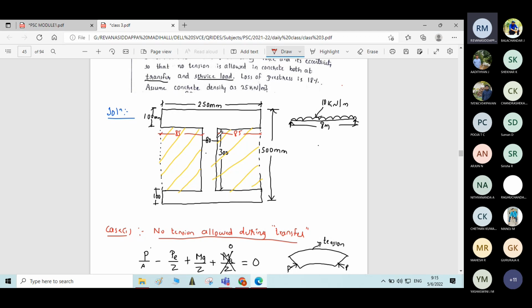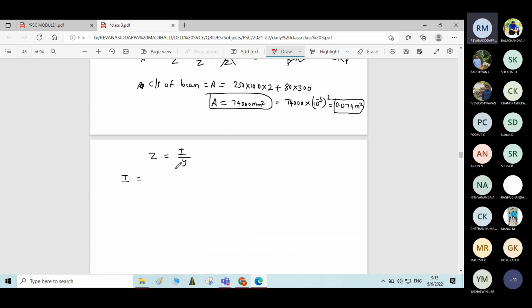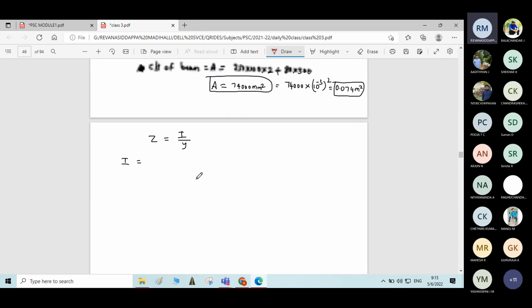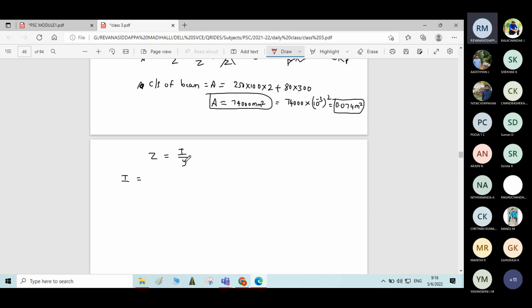How can you calculate? Moment of inertia of the I section will be equal to moment of inertia of the full area, minus 2 into moment of inertia of these hatched rectangles. Let me calculate here. We know that the moment of inertia of a rectangle is BD cube by 12. First, you calculate moment of inertia of the whole area. So 250 into 500 cube divided by 12.